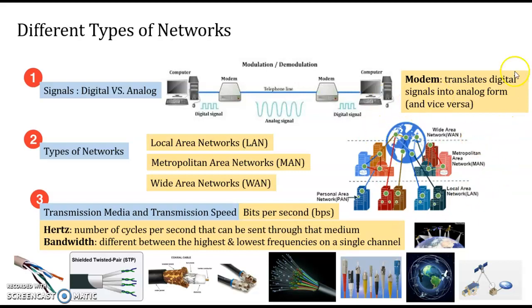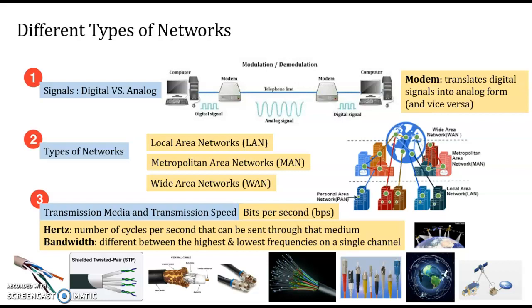Okay, and then metropolitan area network tu maknanya dia macam menghubungkan banyak building. Macam kadang kawasan bandar, selalu dekat bandar tapi building dia macam rapat-rapat. So, itu panggil metropolitan area network. And wide area network, the best example is the internet. Okay, sebab dia worldwide. Okay.